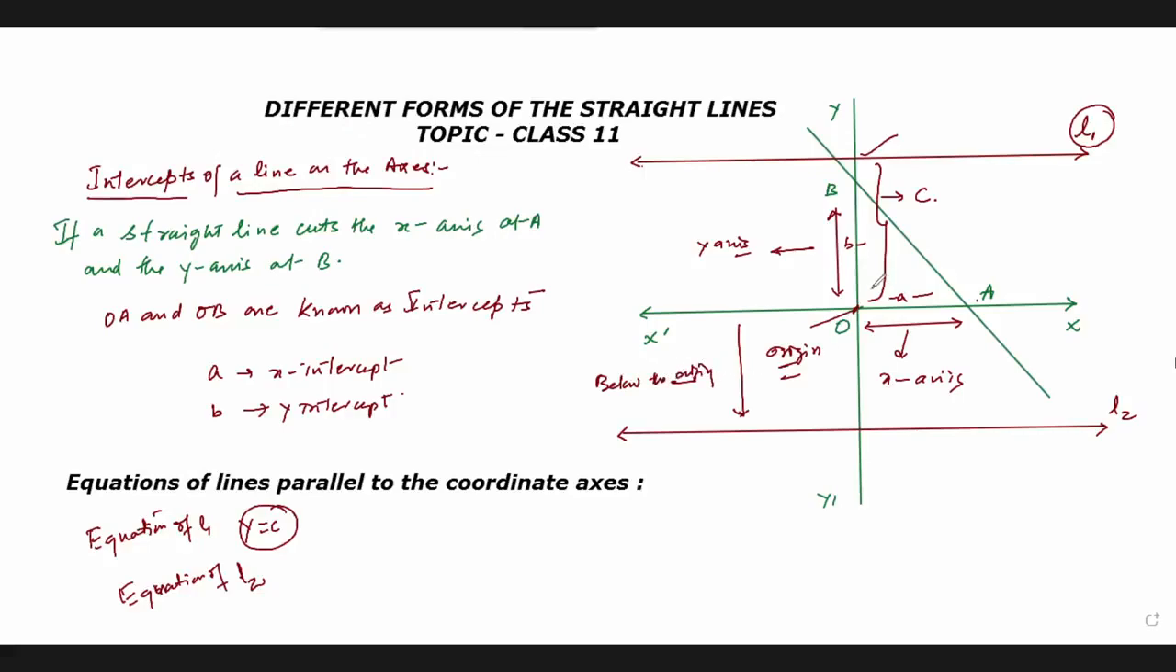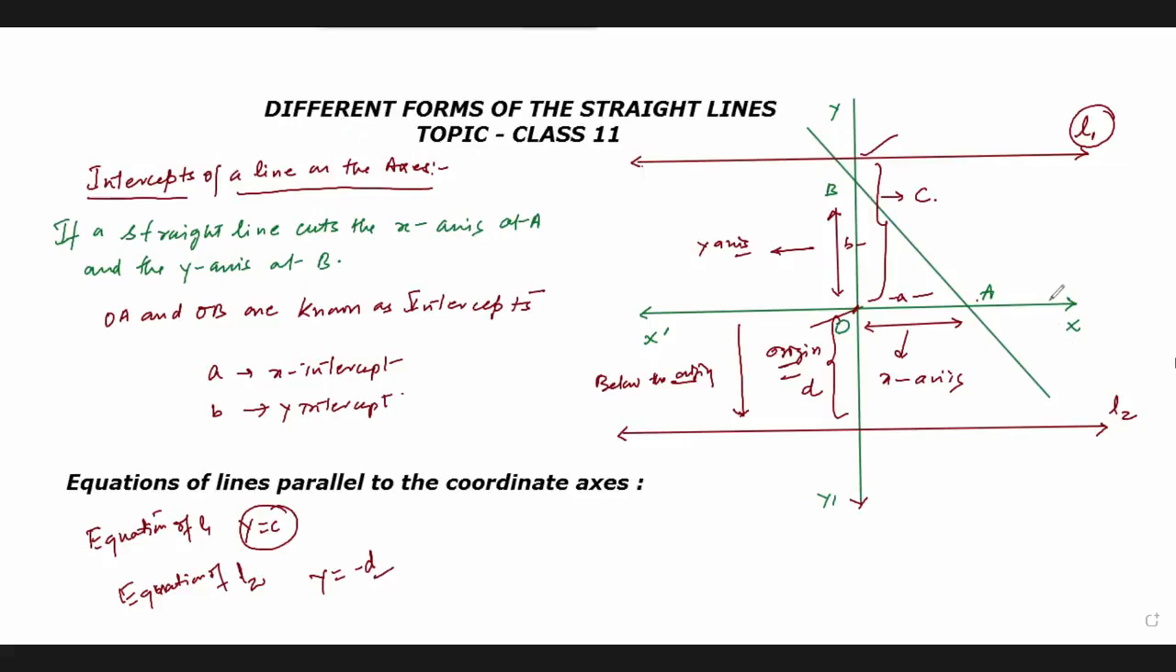So as you know, we are moving down below the origin, my y-axis is negative. So if I calculate this distance, suppose I say this distance is d, so y will be equal to minus d. This is an equation of a line which is parallel to the x-axis.